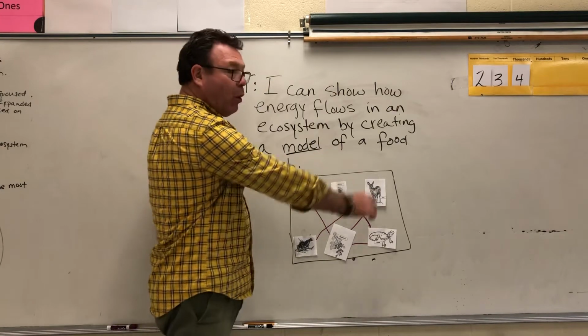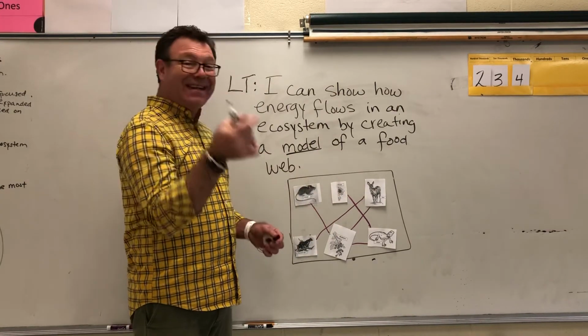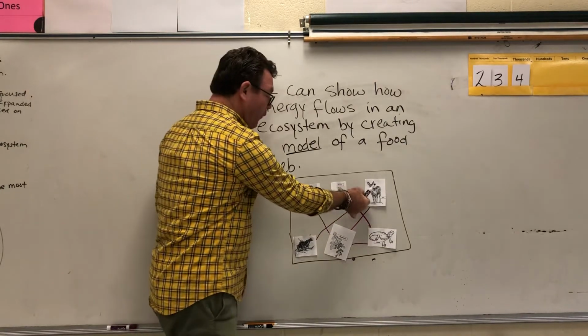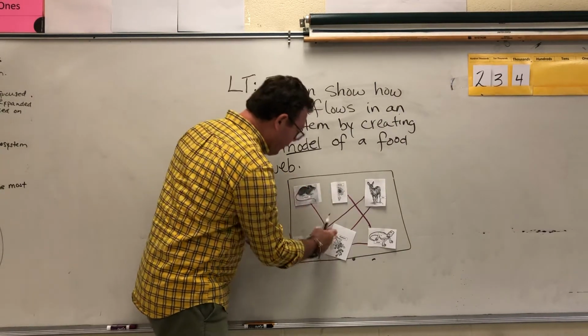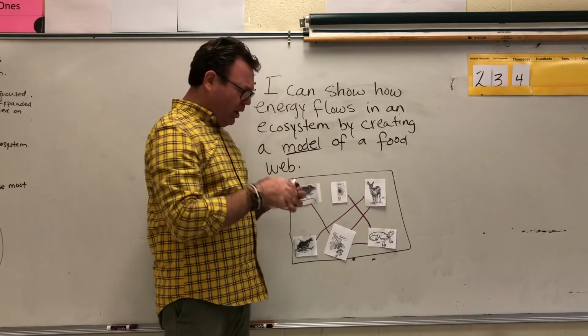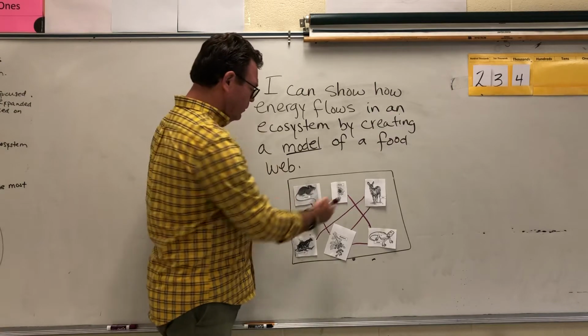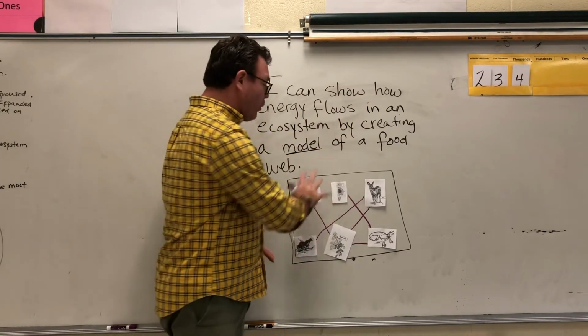So you're going to have a lot more than this, okay? A lot more. And so you're going to draw lines, or you can take yarn and go from animal to animal and then tape it. You take the yarn and then you tape it right there. And you're going to end up with many, many of those either lines or yarn lines all over the place to create a web.